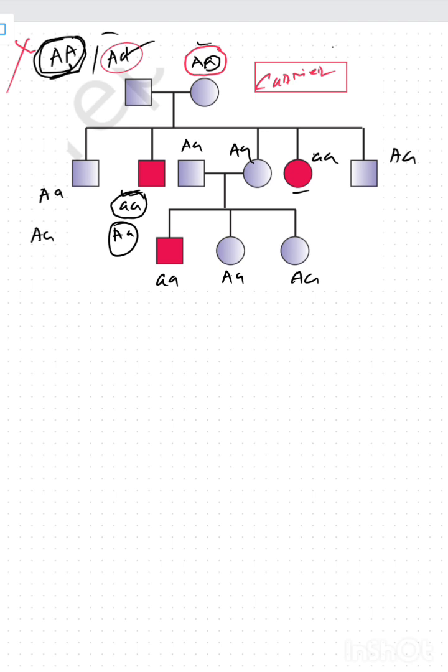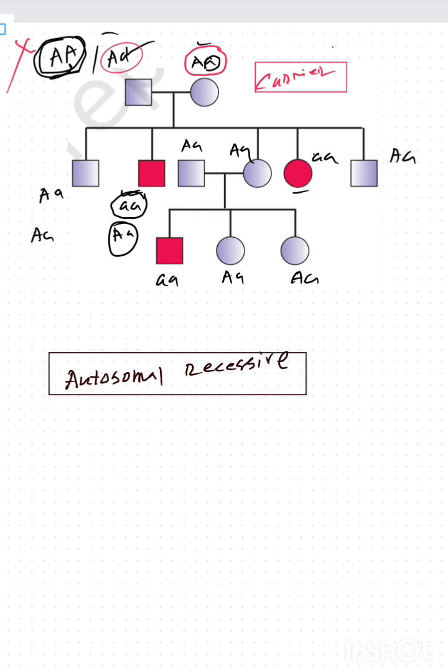So this is actually called as what? This is actually proof that this one is an autosomal recessive trait. 100%. Clear? Now let's do another one which is given in the NCERT.